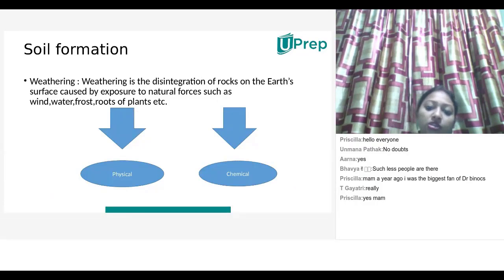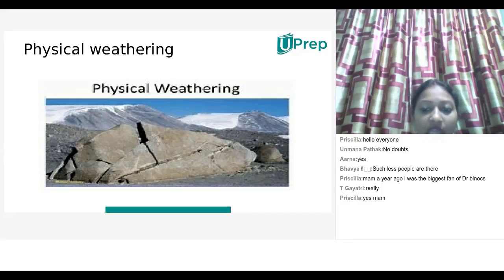Soil formation is nothing but what is called weathering. Weathering is the disintegration of rocks on the earth's surface caused by exposure to natural forces such as wind, water, frost, roots of plants, etc. So weathering can undergo two processes. One is physical weathering and the other one is chemical weathering.